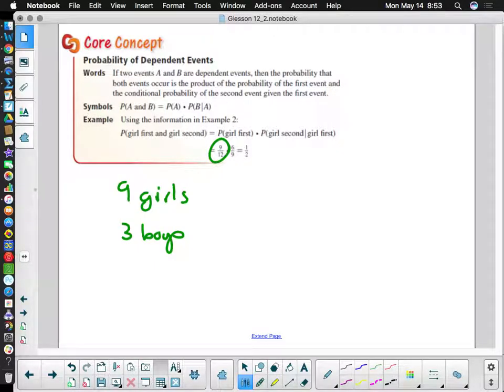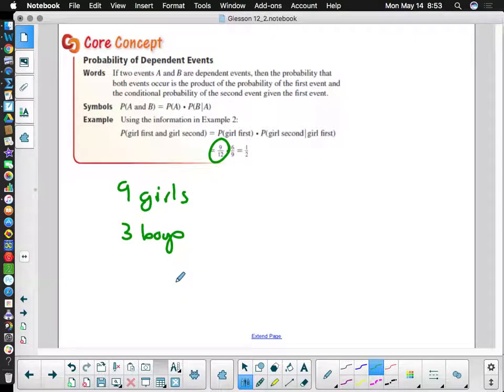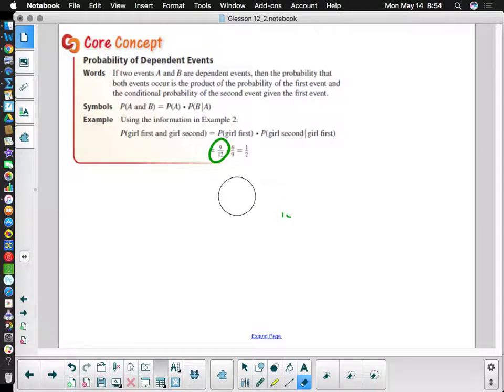Based on just what the numbers I'm seeing here are, I'm trying to think about this one as I'm going live here. But anyway, probability of girl first and girl second. Well, the probability of a girl first was 9 out of 12. Probability of girl second, given that a girl was selected first, well, there's still 8 girls left. The numbers seem a little funny here. I guess without seeing the actual example, this is a little bit of a tough one. Let's take a look at the next one. Tell you what, we'll just move on and take a look at the next example.